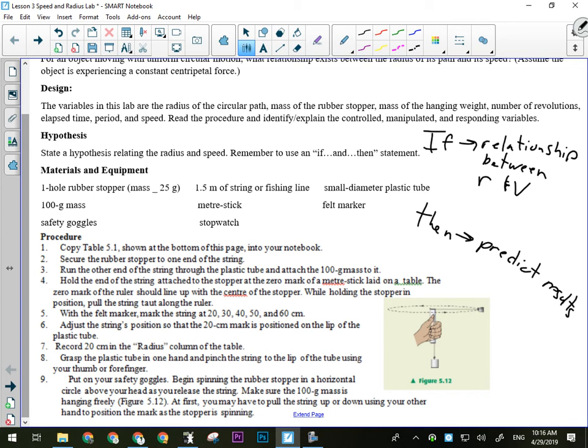Then the person doing the whirling just needs to make sure that the marker stays at the top of the tube while they're whirling. Do your best. It's obviously not perfect, but do your best to keep it there. If you get going too fast, you'll find that it moves out. If you slow down, it'll hopefully move back in, but sometimes it doesn't, and then you'll just have to start that trial over again. Questions on how that part will work?